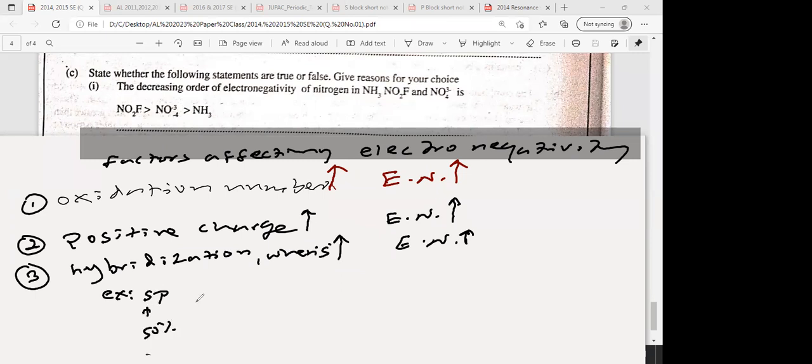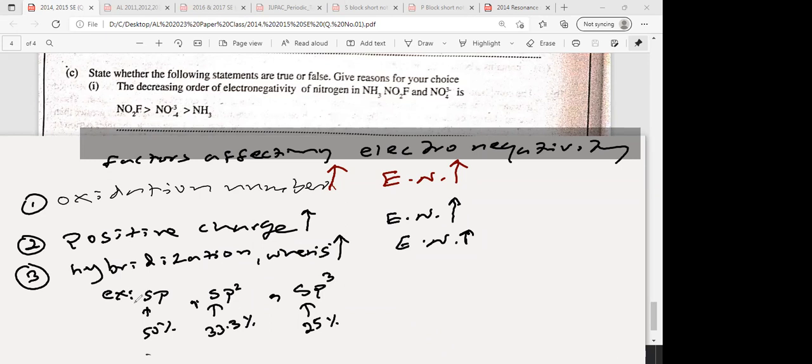50%. sp2 hybridization, what is the S character? 33.33. In sp3 hybridization, what is the S character? S character will be 25%. Out of 4, like sp3, there are 4 orbitals. So, this last one is very important.